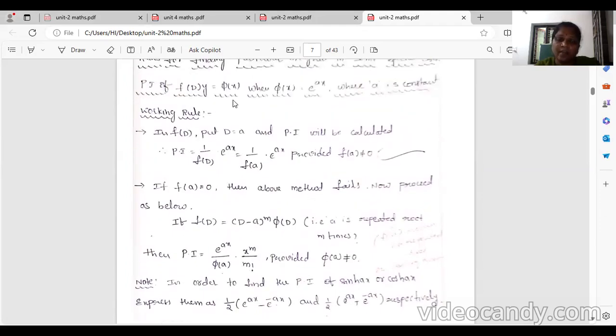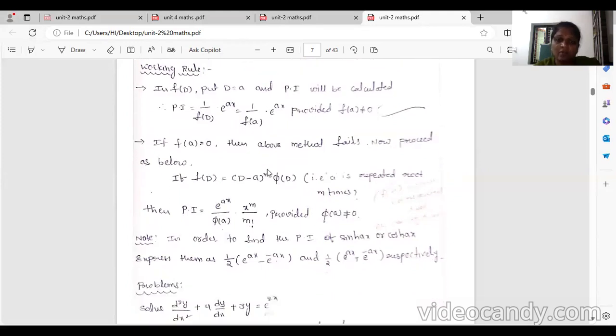In place of Q of x, e power ax is there. Then for the particular integral, put D equal to small a and it will be calculated: 1 by f of D e power ax equals 1 by f of a e power ax, provided f of a is not equal to 0. If f of a equals 0, then this method fails.